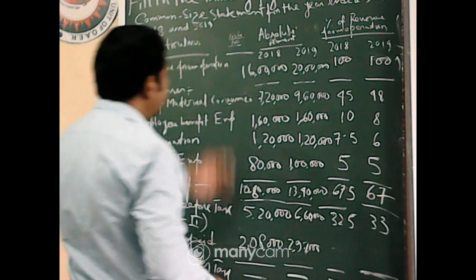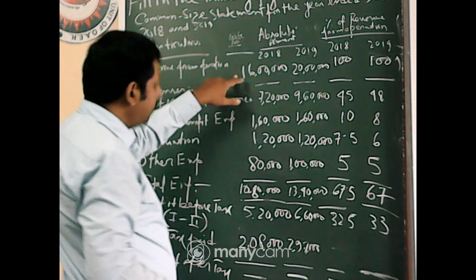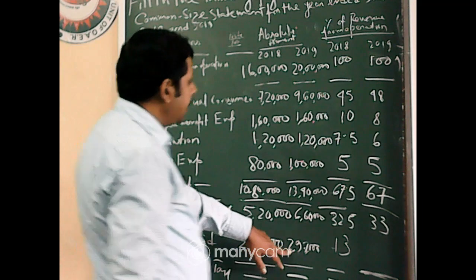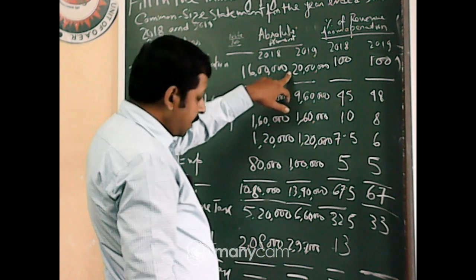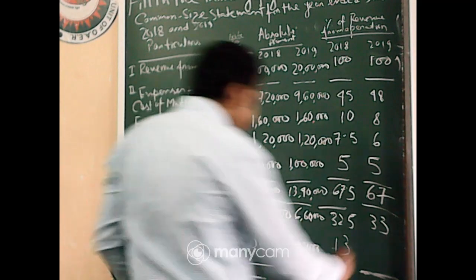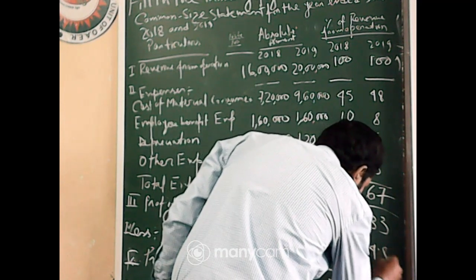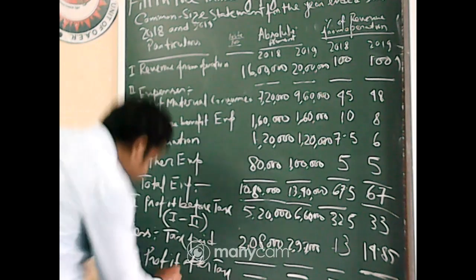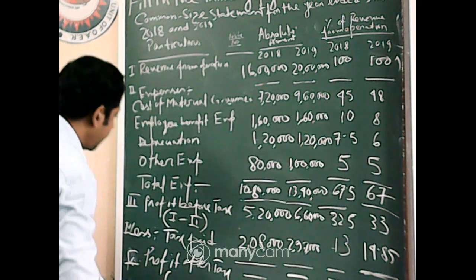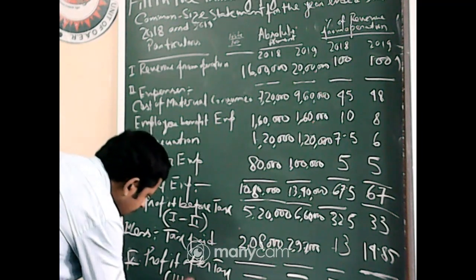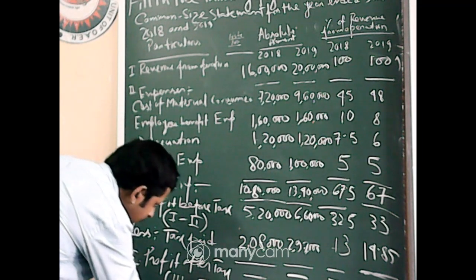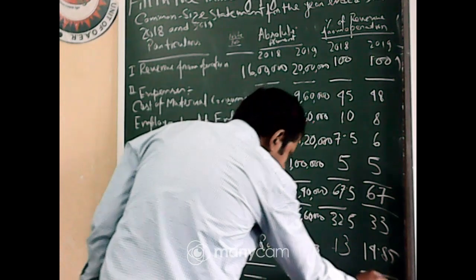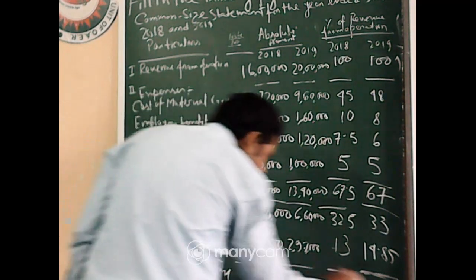Then 2,08,000 divided by 16 lakh into 100, that is 13%, and again 2,97,000 divided by 20 lakh, that is 14.85%. Now you have to deduct again: 3 minus 4. Now you have to figure out all the things.